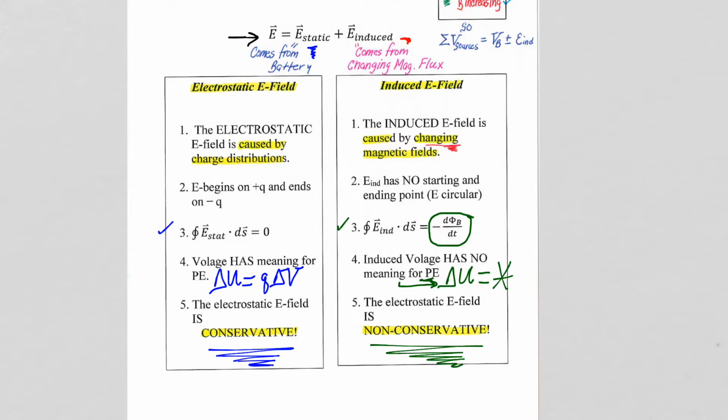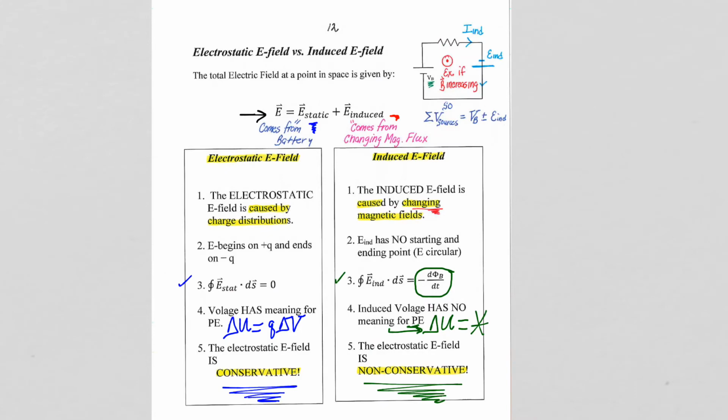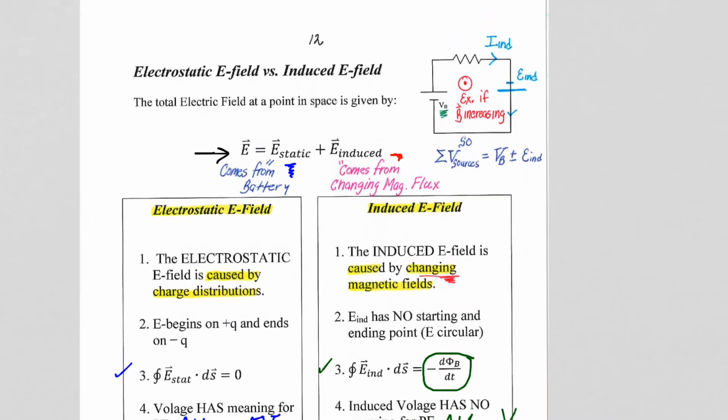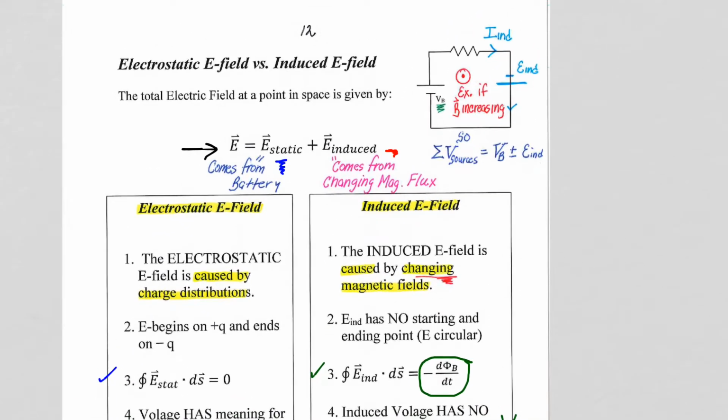We have no starting and ending point, and we only have the induced electric field while the magnetic flux is changing. Now, how do we problem solve if we have changing magnetic flux and a battery? Then we're going to look at an example that will just deal with the changing magnetic flux, because we know how to handle batteries in problems.